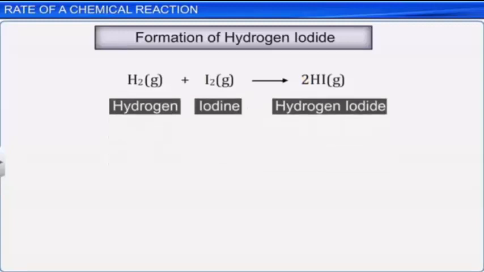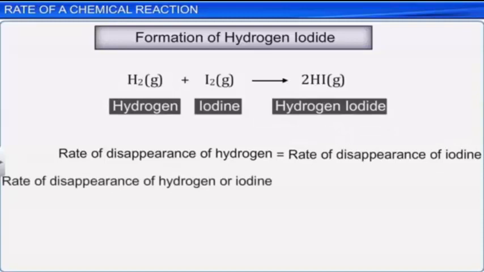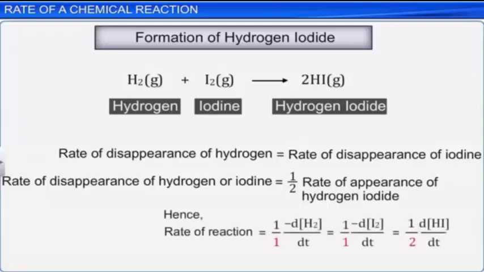That is, the rate of disappearance of hydrogen is equal to the rate of disappearance of iodine, and the rate of disappearance of hydrogen or iodine is equal to half of the rate of the appearance of hydrogen iodide. Hence, the rate for this reaction can be written as shown.